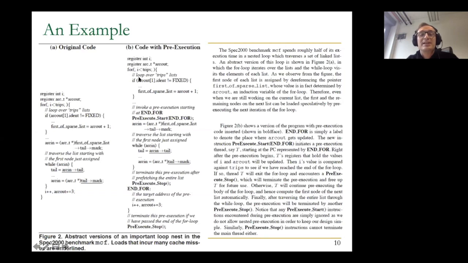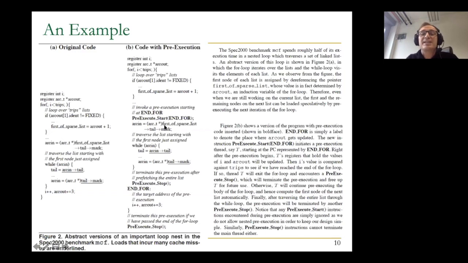The pre-execution thread doesn't need input values from this inner loop that needs to be executed by the main thread. So there's no dependence between the main thread and the pre-execution thread, which is a good thing in this case. That way the pre-execution thread can correctly execute.